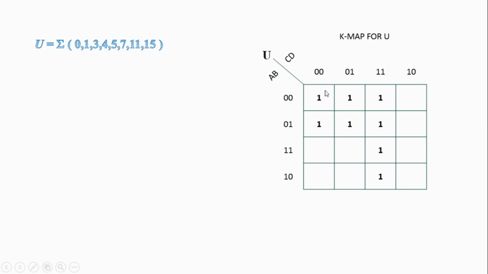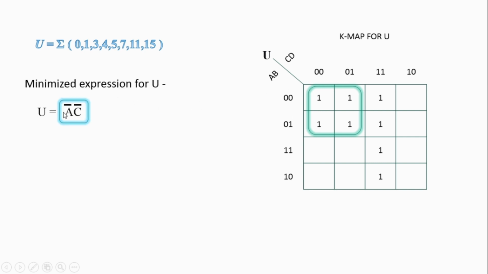Now making the grouping, we can see that there are two quads present, one here and one here. If we make this quad, the expression for this is A bar and C bar. Why A bar and C bar? Because B is changing, and here D is changing. So the minimized expression for this is A bar C bar. The next grouping is this one. Here A and B both are changing, but C and D are not changing. So C and D is the expression for this grouping.